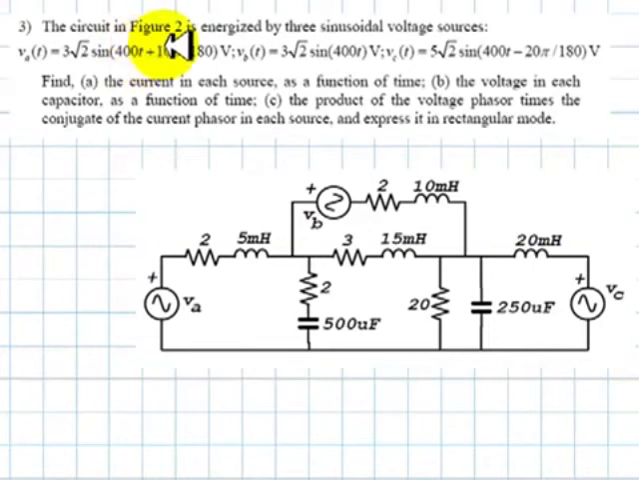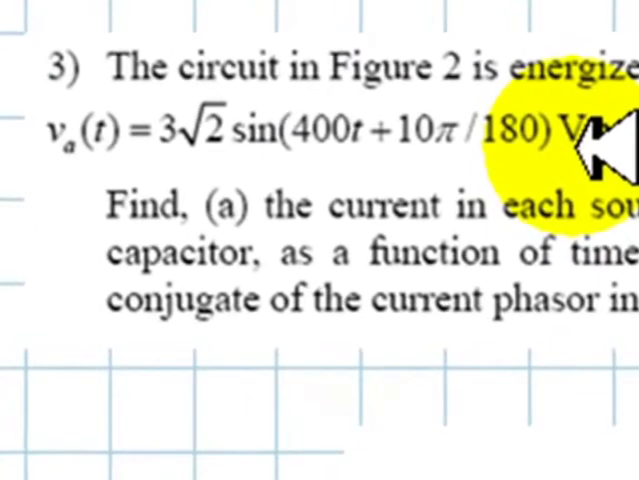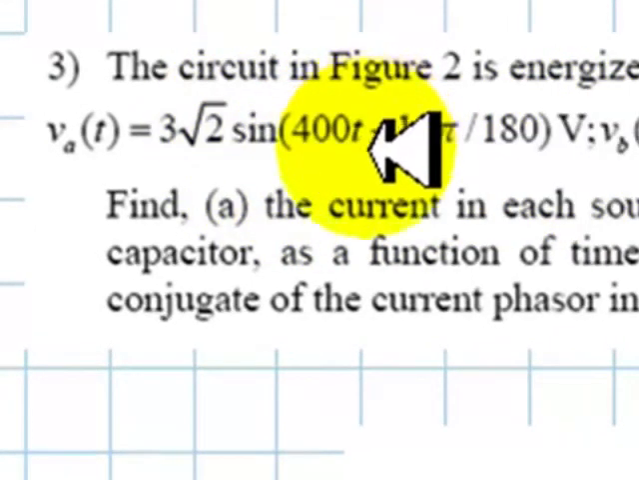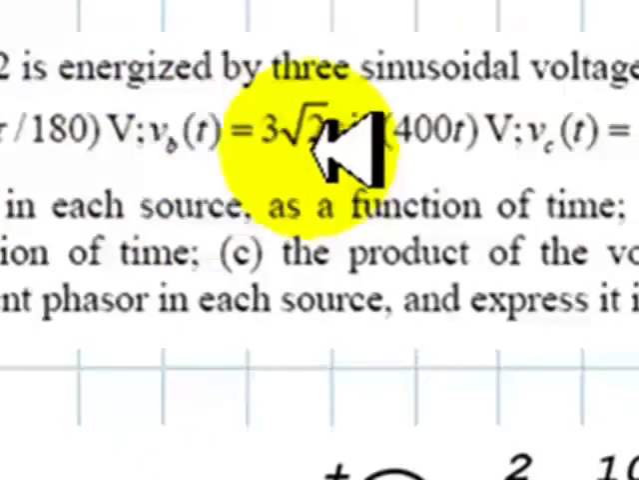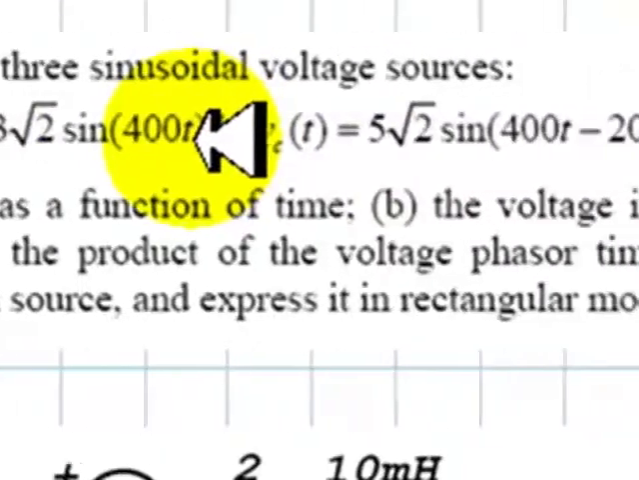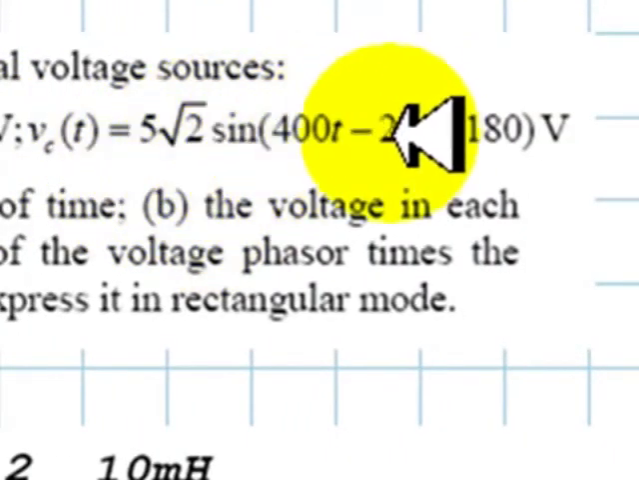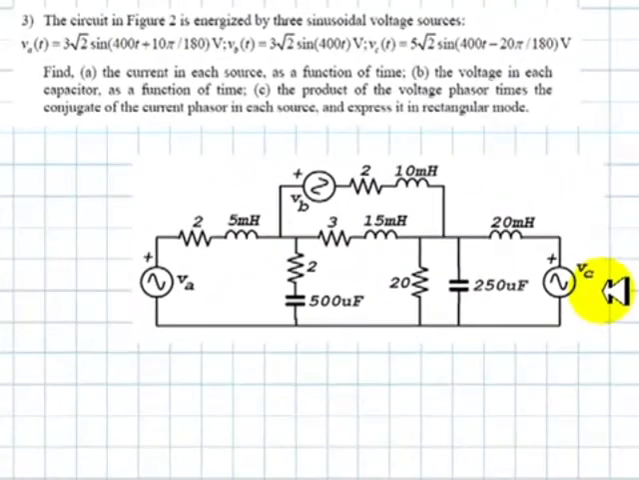The circuit in figure 2 is energized by three sinusoidal voltage sources, VA, VB, and VC. The values of those sources are given up here. VA is 3 root 2 sine 400t plus 10 degrees. Those are in volts. And VB is 3 root 2 sine 400t, 0 degrees. And VC, 5 root 2 sine 400t with negative 20 degrees.